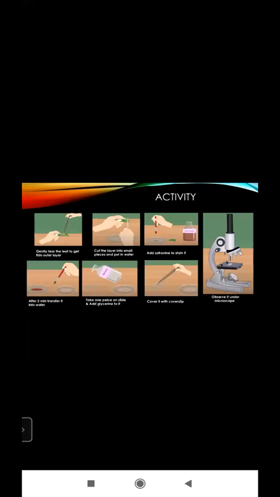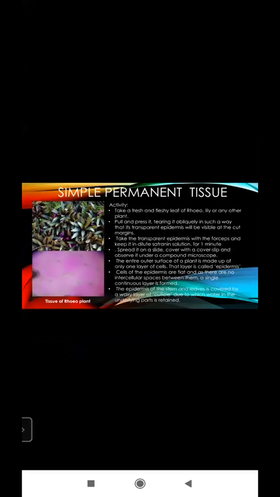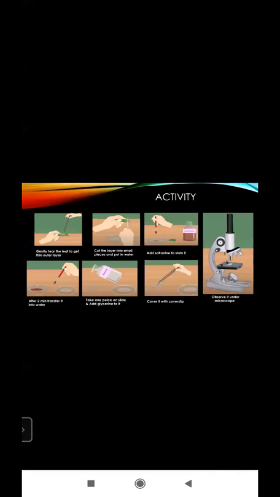To start with, let us study an activity in which we have to take a leaf of Rhoeo plant. Now, what is Rhoeo plant? You can see over here, this plant with pink color at the back side is known as Rhoeo plant. We have to take a leaf of the Rhoeo plant, peel it gently, and take a piece of the Rhoeo leaf, put it in water.